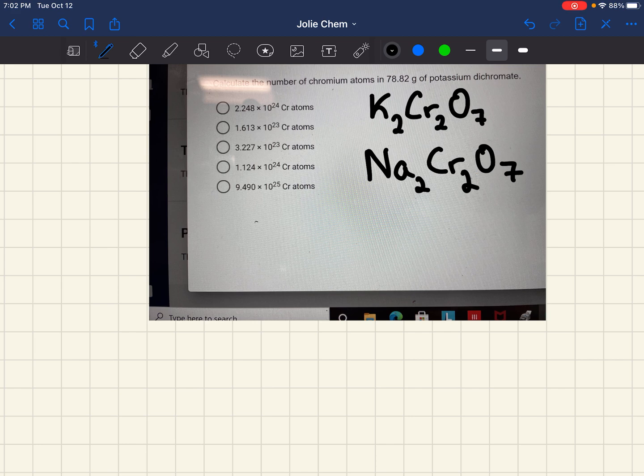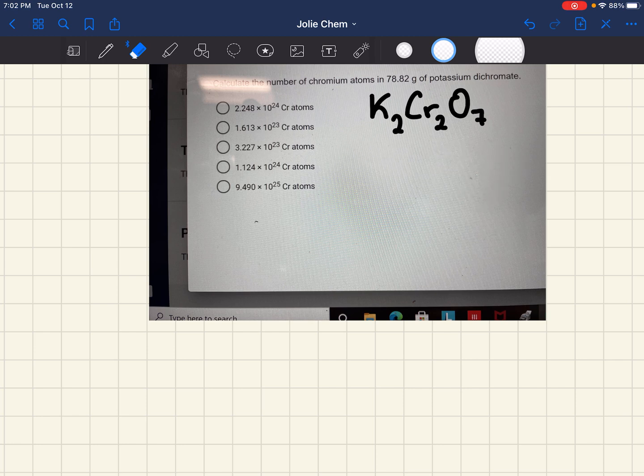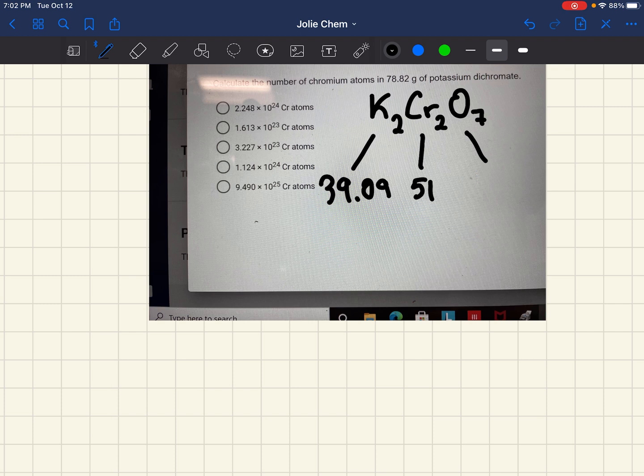So if we know that potassium dichromate is K2Cr2O7, then what we really need to do from here is find what the molecular mass of potassium dichromate is. What I would do is take each of these elements and find their molar masses. K is 39.09, Cr is 51.99, and oxygen is obviously just like 16. So we can use that.